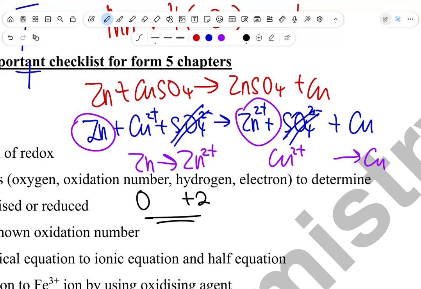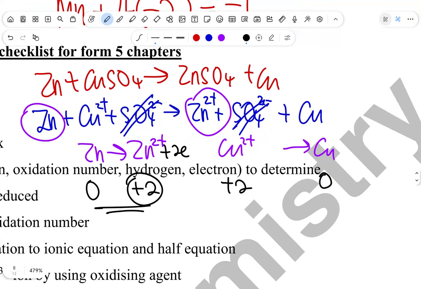Put the electron on the more positive side. Always remember, in a half equation, always put the electron on the more positive side. This is more positive, so put it here. The charge is +2 and 0, the difference is 2. You need 2 electrons. Put the electron on the more positive side.